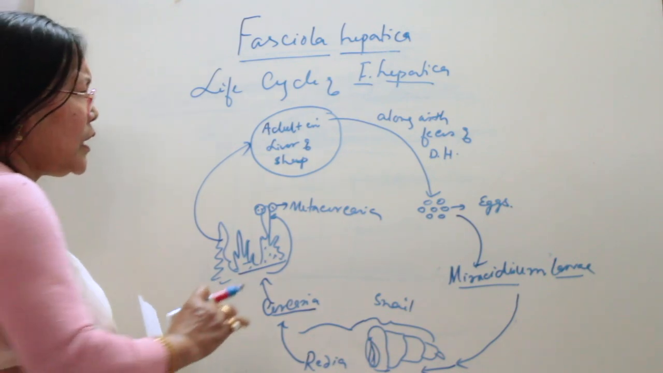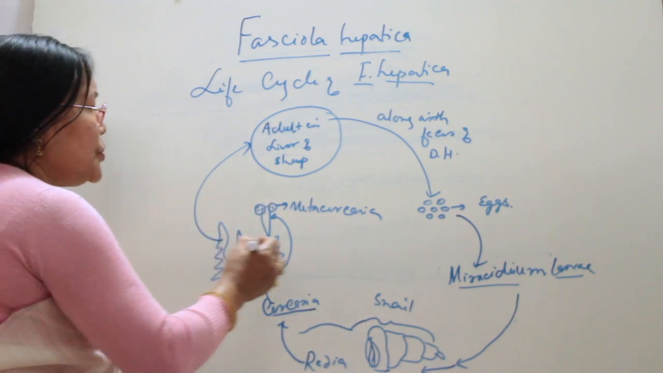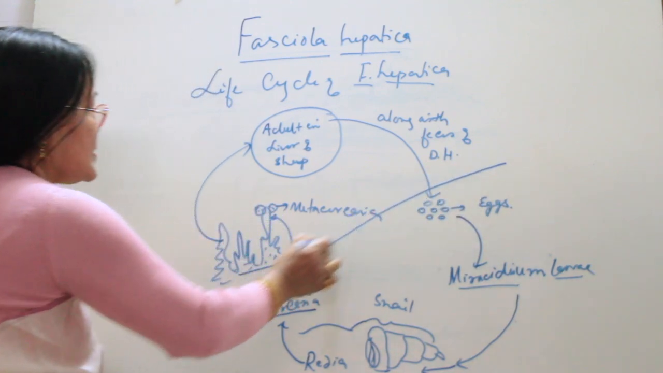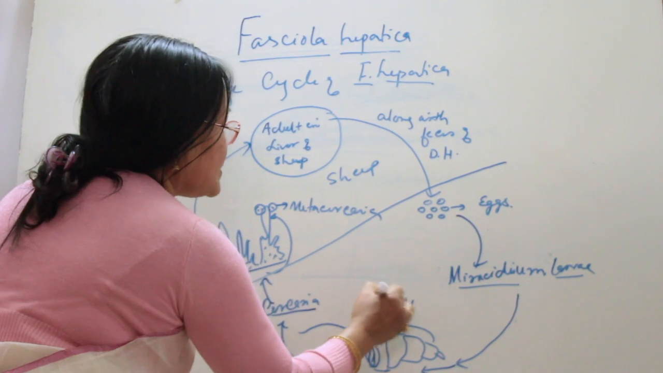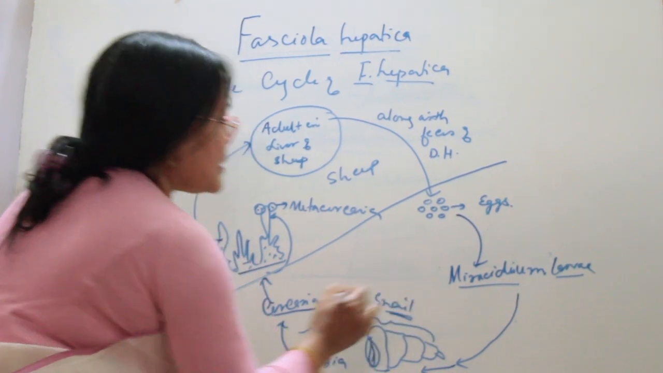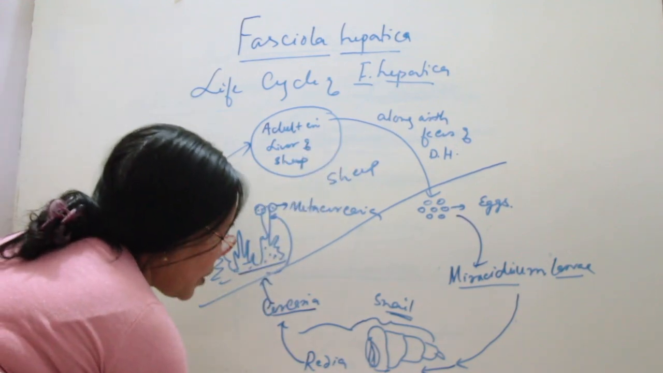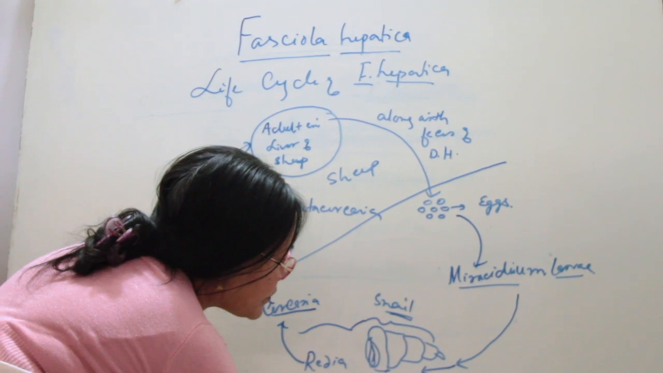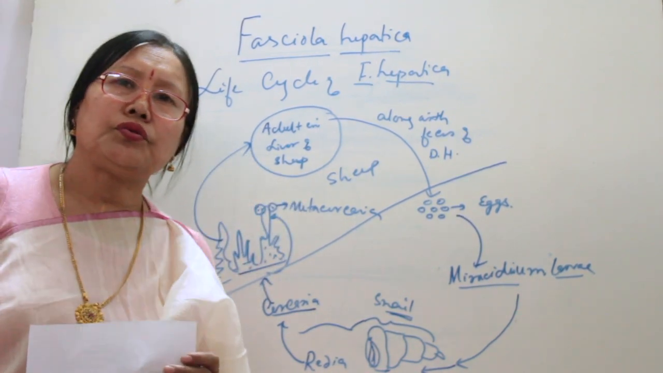So, in order to develop this life cycle, part of it takes place inside the body of the sheep, and part inside the body of the snail. And the whole life cycle takes about 2 to 3 months.